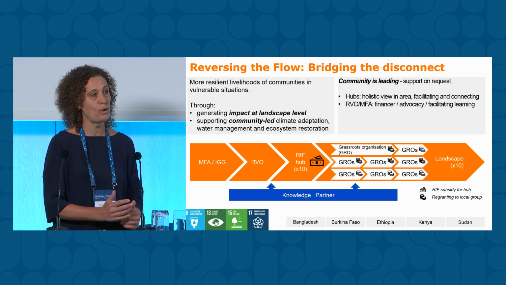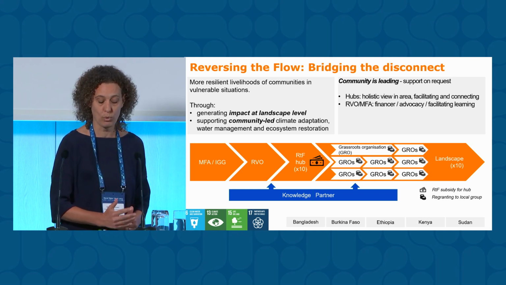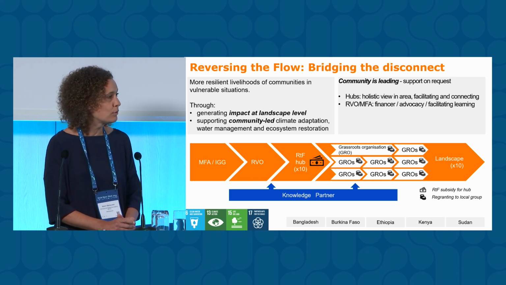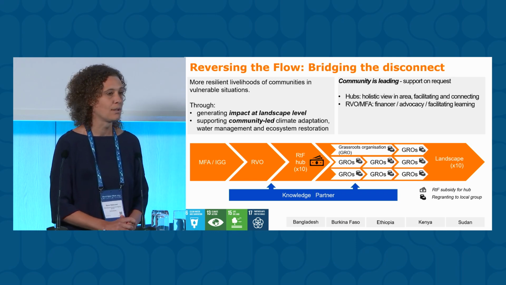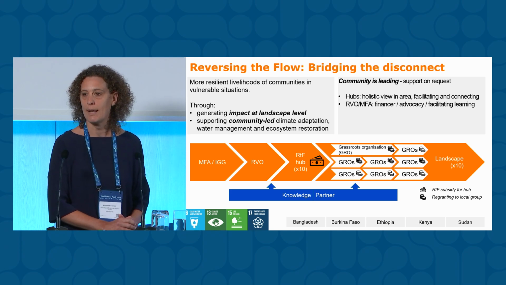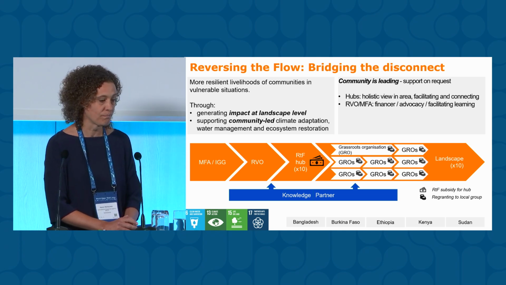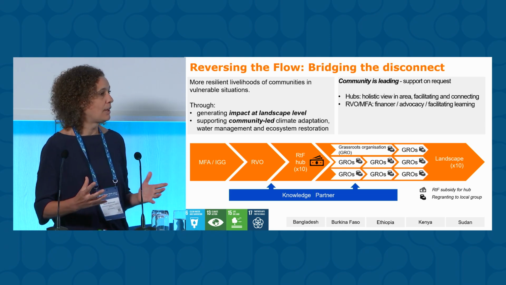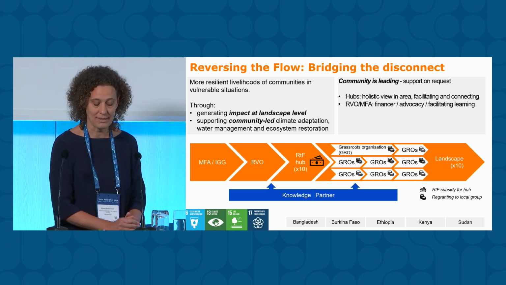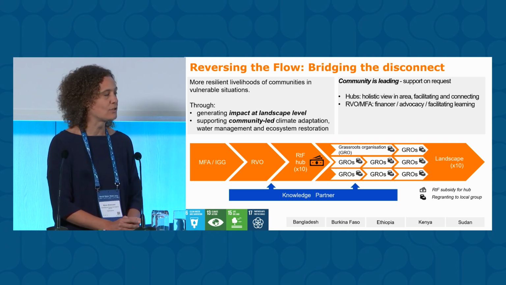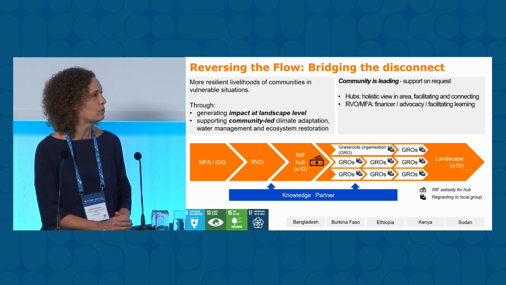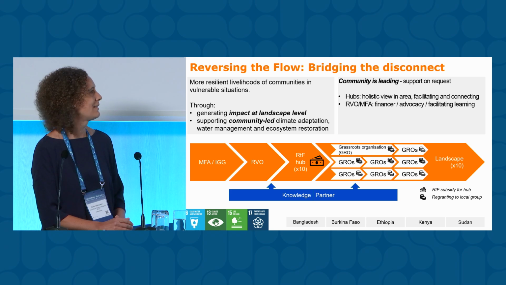So Reversing the Flow is a program that supports water security and climate resilience through community-led action in the fields of water resources management, landscape restoration, and climate change adaptation. That is done in a specific landscape. It applies a landscape approach. And what I especially want to explain to you is how that then works.